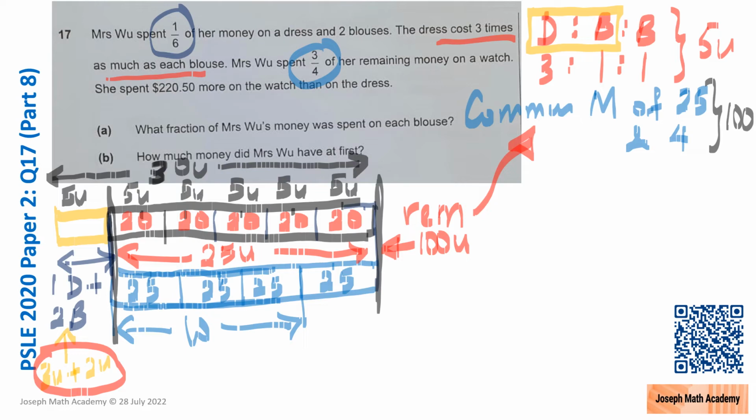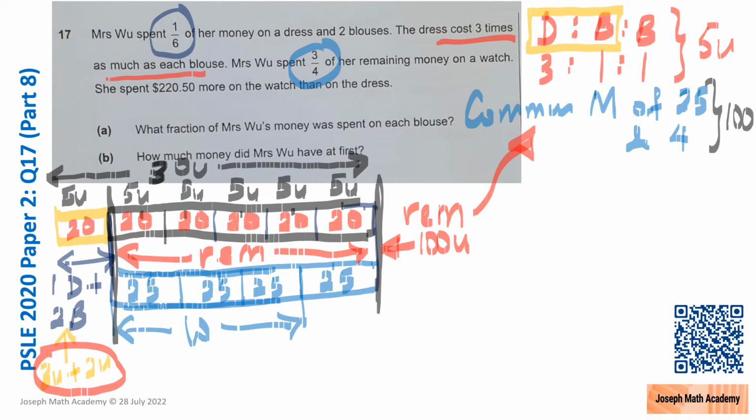Now I'm going to remove this to make it less confusing. So just call this our remainder. Okay? Alright, now don't forget we still have this part here. The 1 dress and 2 blouses is also 20 units.